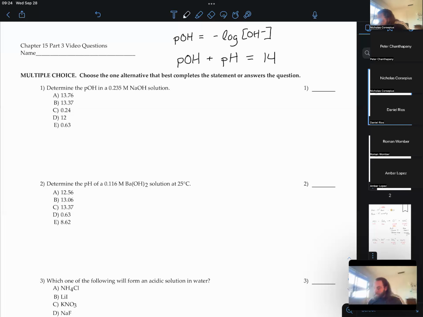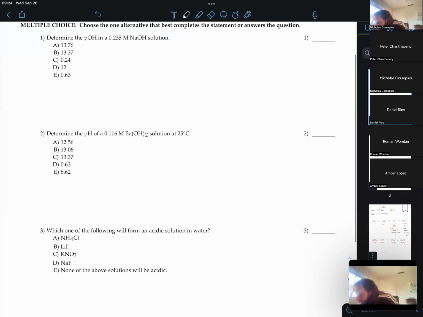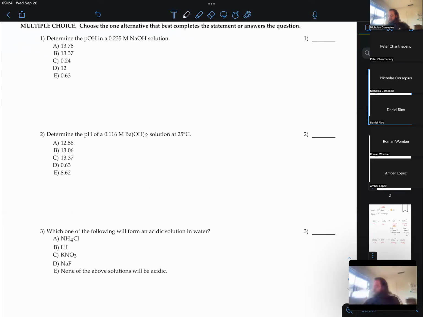All right, so with that in mind, everybody take a minute and see if you can't answer these few questions for us here. To kick things off, what we're going to need to do is look at this base right here, sodium hydroxide. I want everybody to use the chat and tell me whether this is a strong base or a weak base.